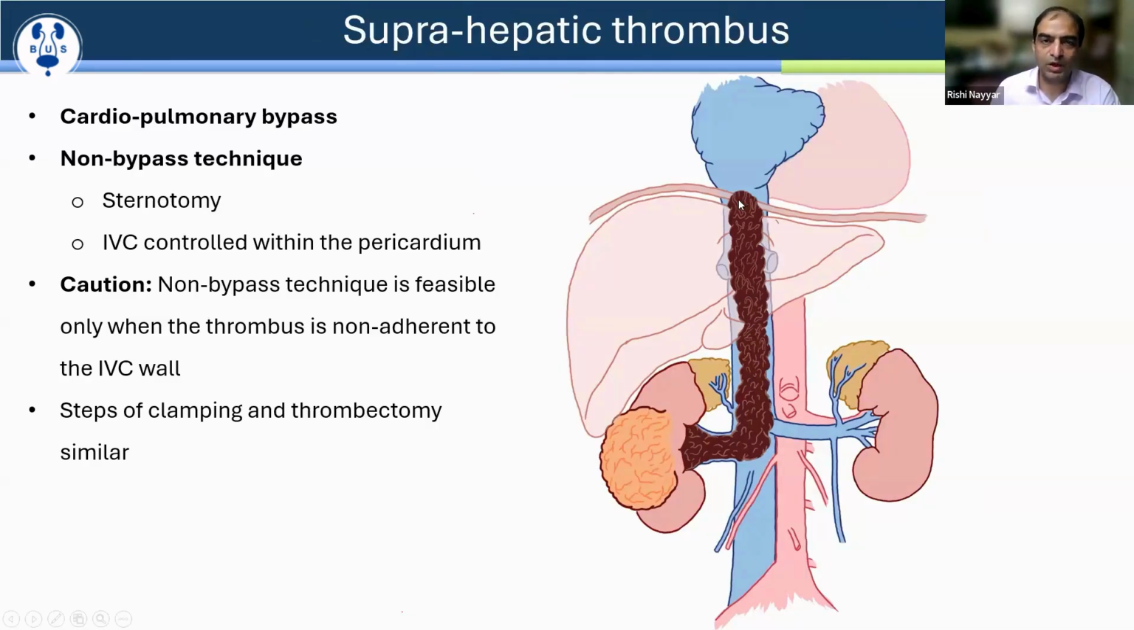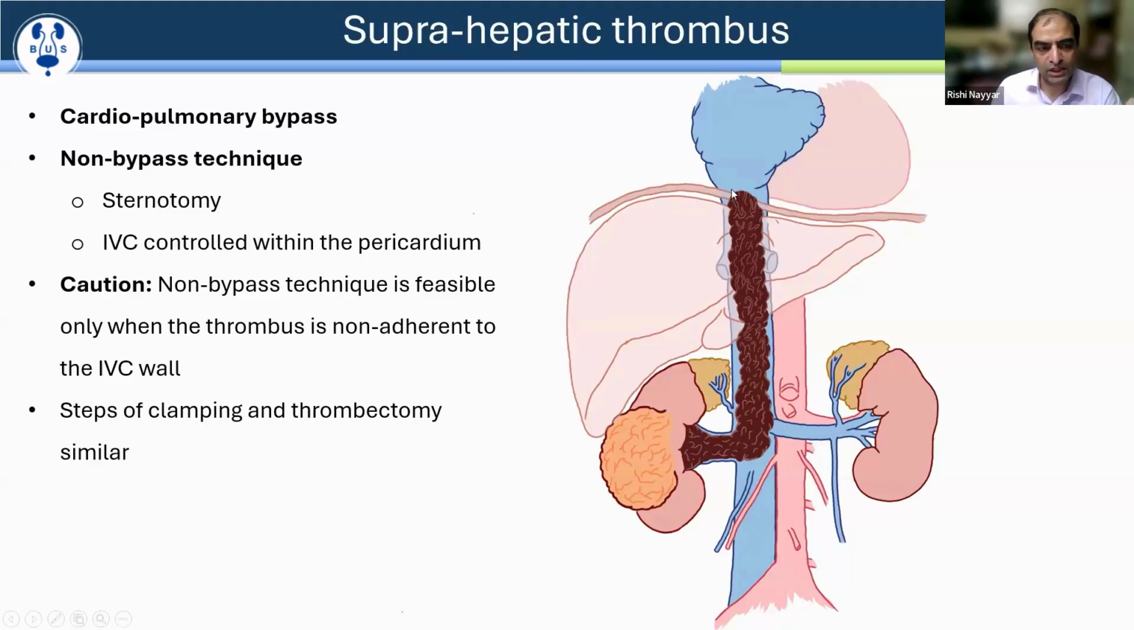So therefore, the option that remains is going intrathoracic into the pericardium and then clamping the infrarenal IVC within the pericardium. So this would be a non-bypass technique where you are just making a sternotomy. The sternotomy in this case is going to be only the lower half sternotomy to just get access to the pericardium, and then we loop around the intracardiac inferior vena cava. So within the pericardium, we'll get the control.